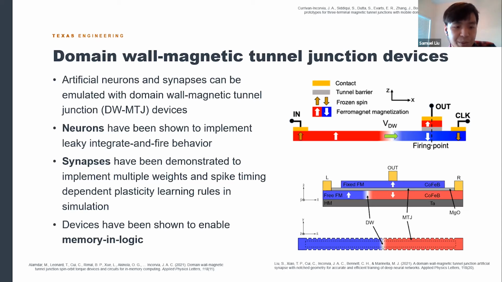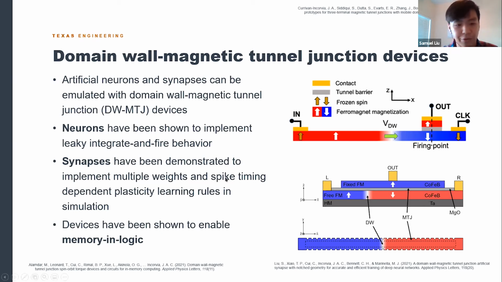The domain wall is moved by injecting current through the left and right terminals, while the state of the device is read by injecting current through the sensing MTJ. For a neuron, the MTJ is placed at the firing point towards one side of the track, while for a synapse, the sensing MTJ spans a large proportion of the track. The neurons in particular have been demonstrated to implement leaky integration and fire behaviors.